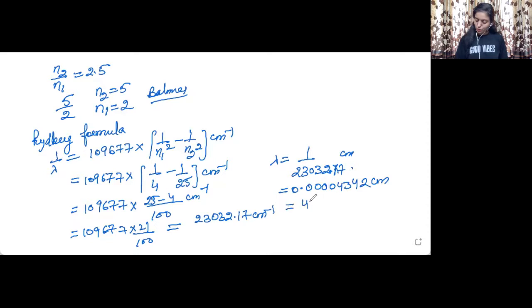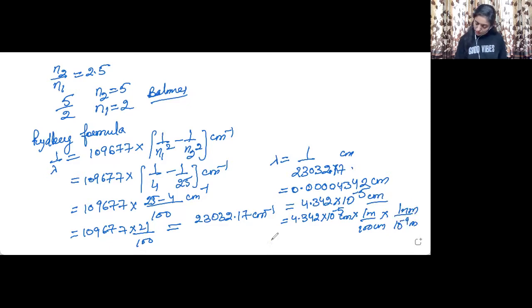So I can just write 4.342 multiplied by 10 raised to the power, 1, 2, 3, 4, 5. So I'm shifting 5 points towards the right, so the negative power will be there. But this is in centimeter. Now you can convert it into nanometers. So this can be written as 4.342 into 10 raised to the power minus 5 centimeter multiplied by 1 meter upon 100 centimeter. I have already told you in the previous videos how you can convert these units. If you don't remember, go back to those videos.